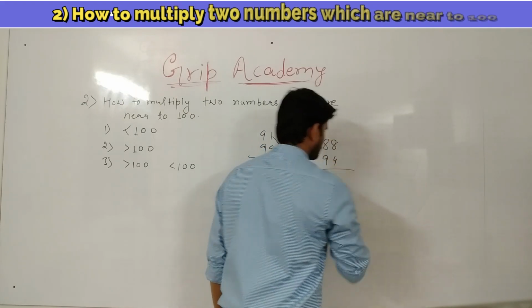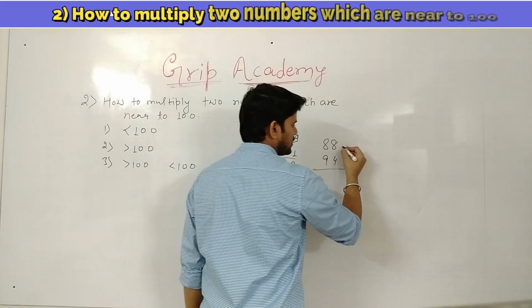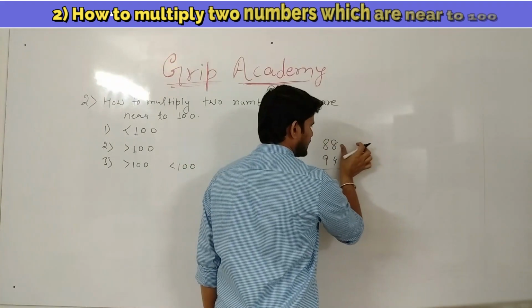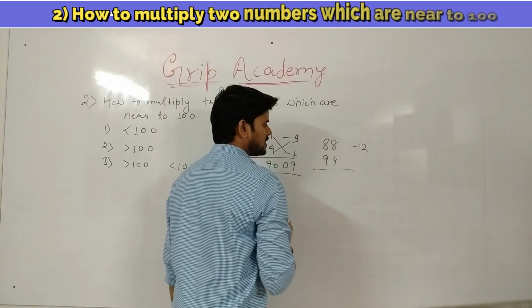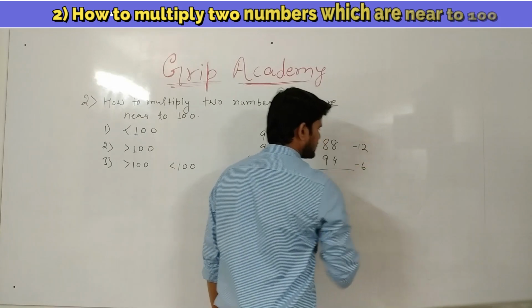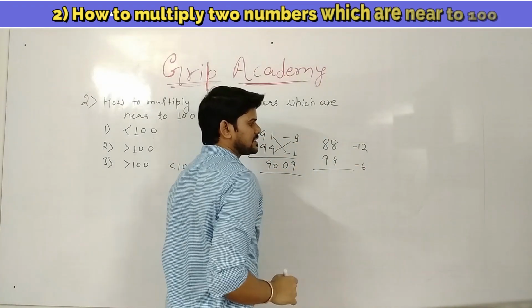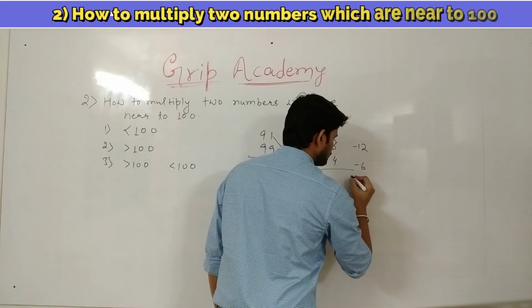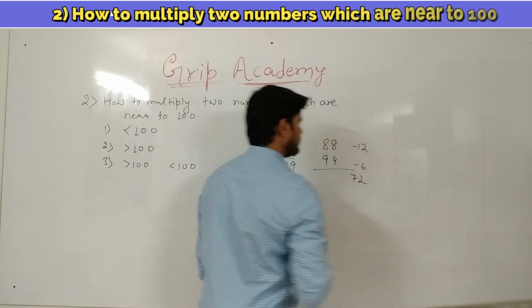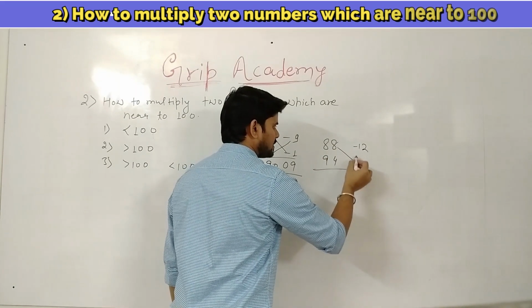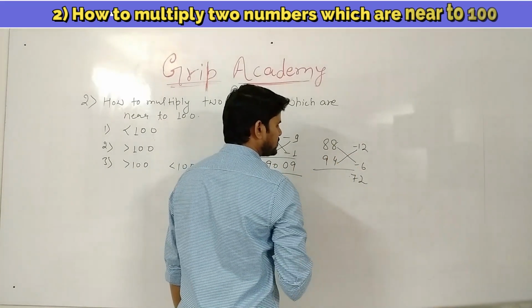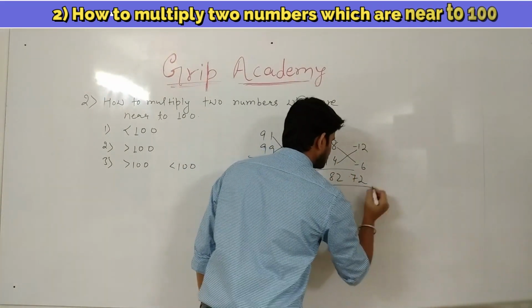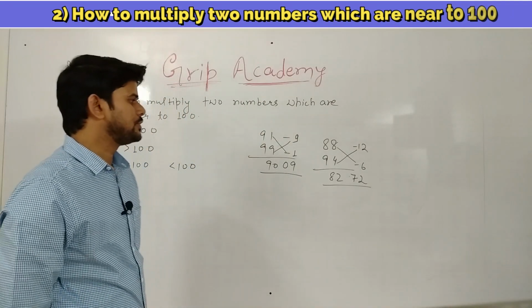Okay, let's take a different example, like 88 and 94. How much is it lesser than 100? 12, so write it as minus 12. How much is this lesser than 100? 6, so write it as minus 6. Now minus 12 into minus 6 is 72, so you will get 72. Now subtract either this or this. 88 minus 6 is 82. So the answer is 8272.